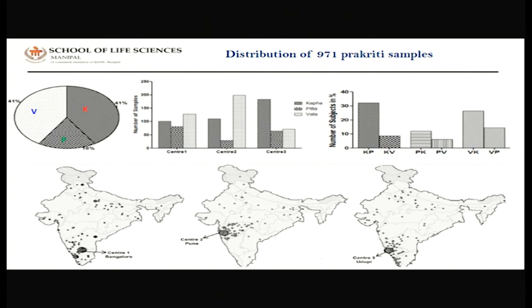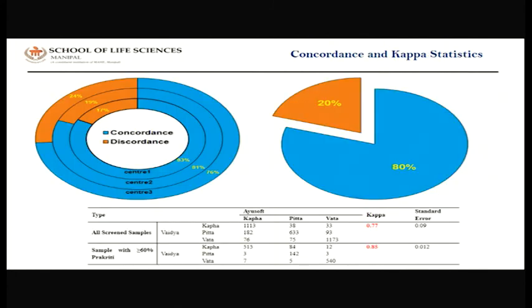The center 1 is Bangalore, and the center 2 is in fact from Pune, and the center 3 is from Udupi, and the distribution of Prakriti among these three centers. And what is most important, and the thing which I am trying to show here, is what is the concordance or the discordant levels between the AYUSH soft as well as the Vaidya when they assess the Prakriti of an individual in an independent fashion.